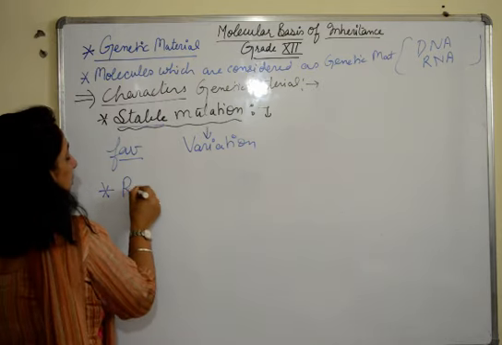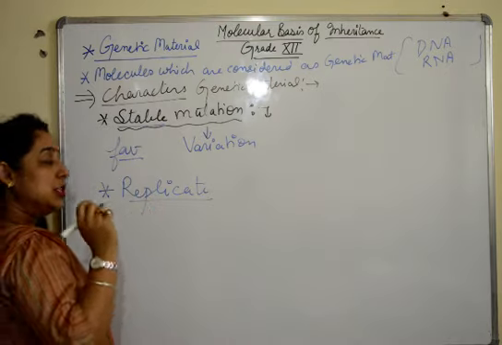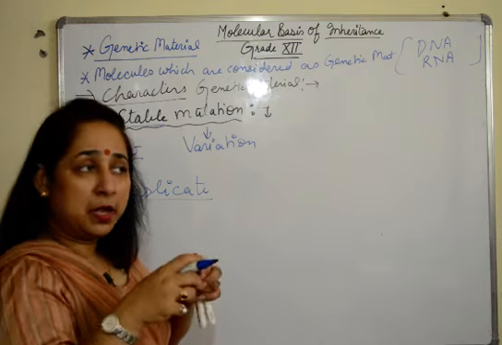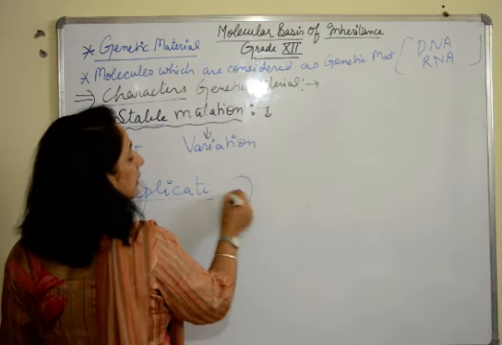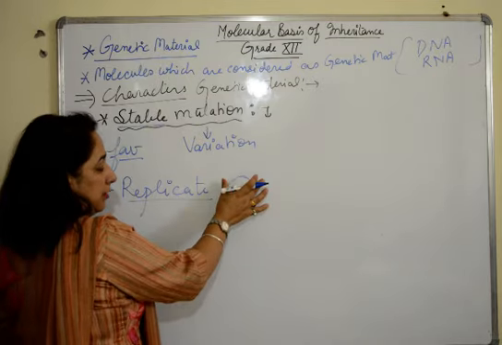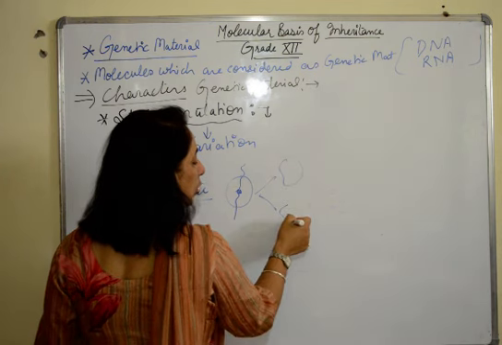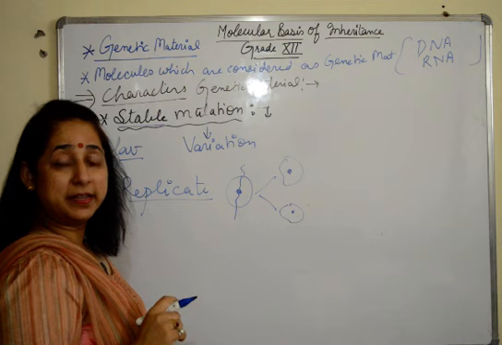Second, it should be able to replicate. Very important. What is replication? That means it should be able to divide. For example, suppose this is one cell, and it divides into two cells. Now this nucleus has divided. That means the genetic material must have replicated.